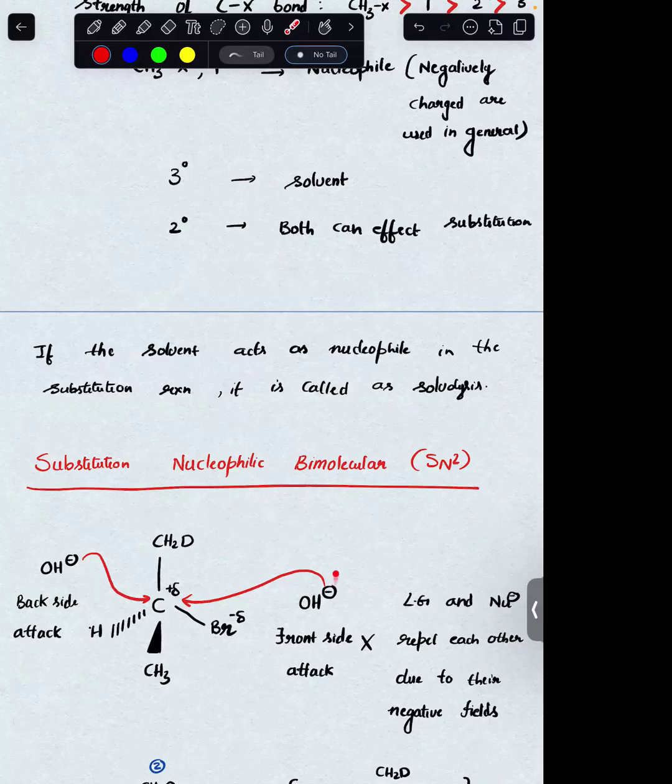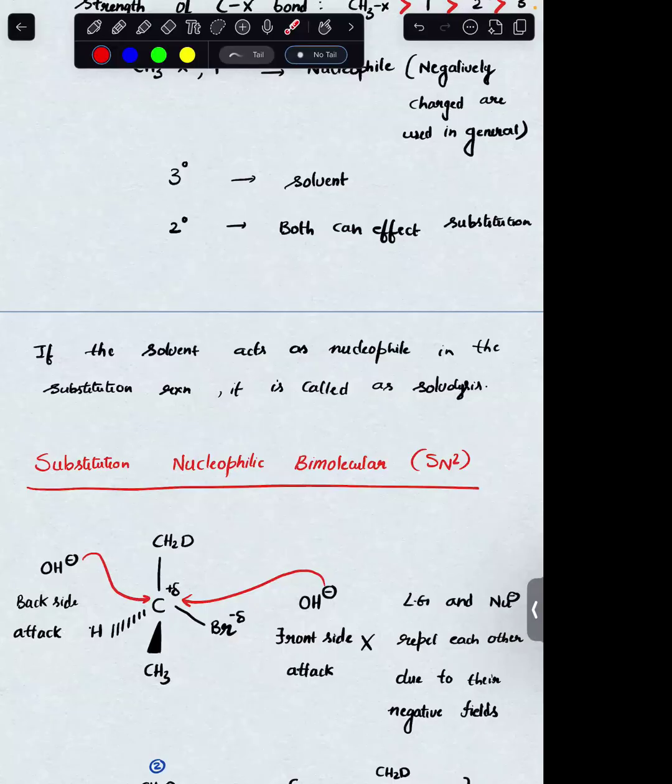Why am I saying it has to be stronger? Once it sees some partial positive charge, it will go and attack that particular carbon without waiting for the formation of carbocation. This being so strong, it will directly go and attack without the formation of carbocation. Am I clear, everyone?